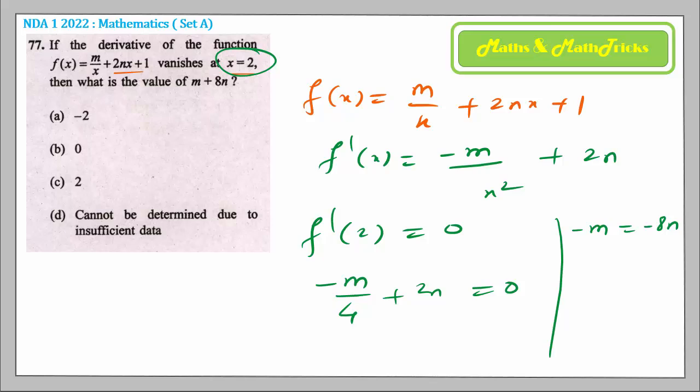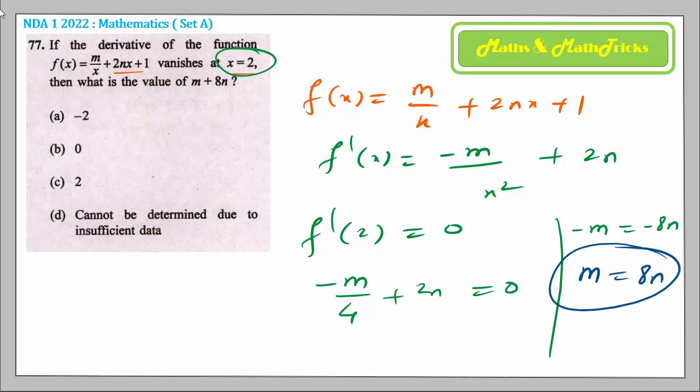So what could you see here? That minus m plus 8n is 0. Or you can say m is equal to 8n. M is equal to 8n. Both the sides minus you can cancel, because this 4 into 2n went to the right side, that is minus 8n. So you got that m is equal to 8n.